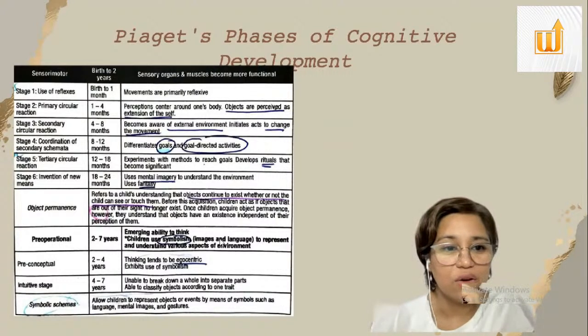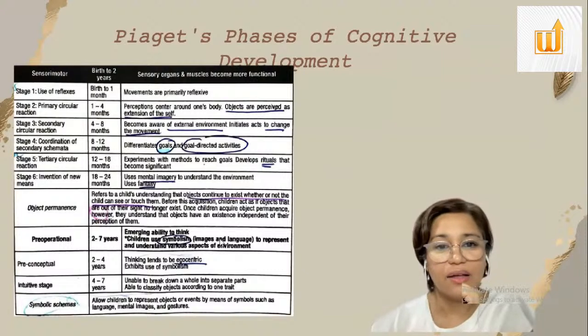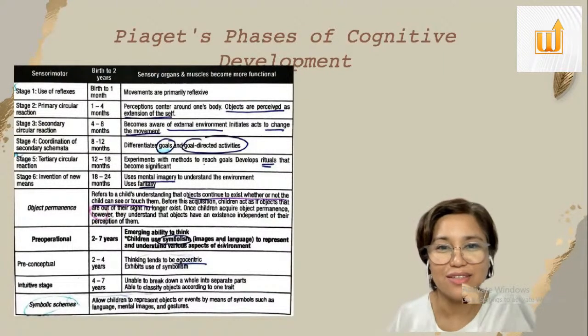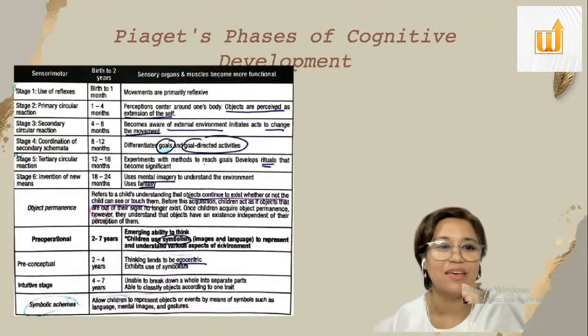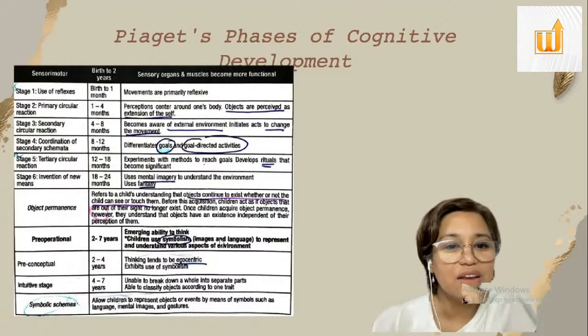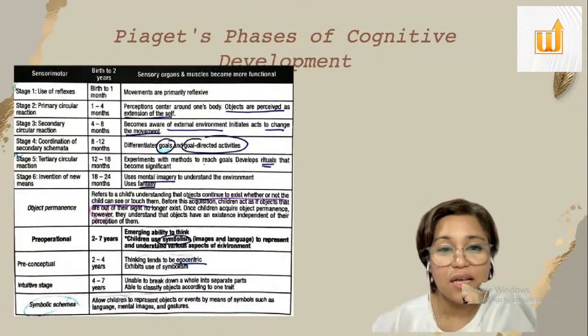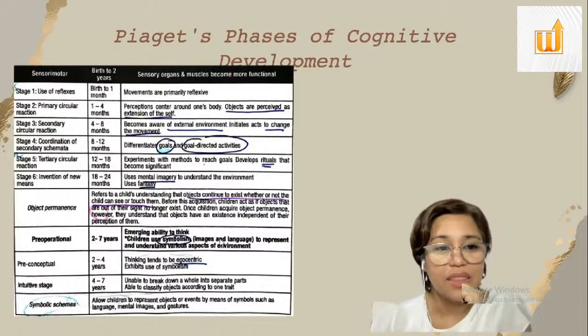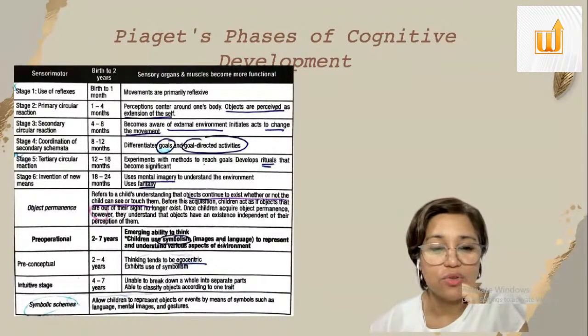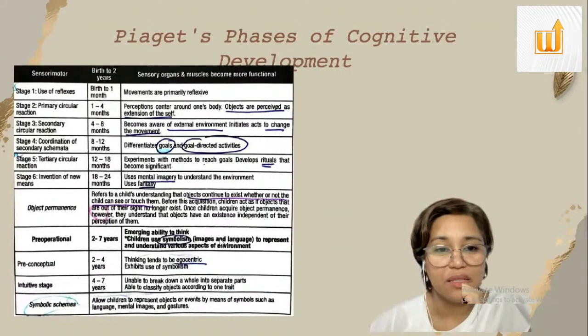And then we look at the coordination of secondary schemata, looking at goal-directed activities. So sabi ng mommy, come here, come here. Yeah. Tertiary circular reaction where they can develop rituals or processes so that they develop their goals. And then stage 6, 18 to 24 months, using their mental imagery to understand their environment.